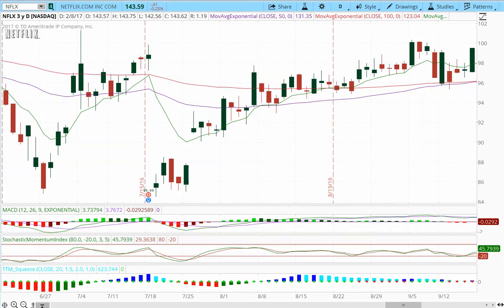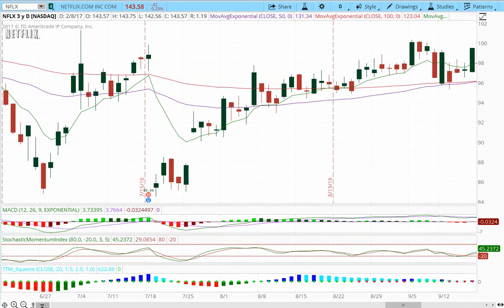First, let me start by explaining to you what a gap is. A gap is a break between prices on a chart that occurs when the price of the stock makes a sharp move, either up or down, with no trading occurring in between.